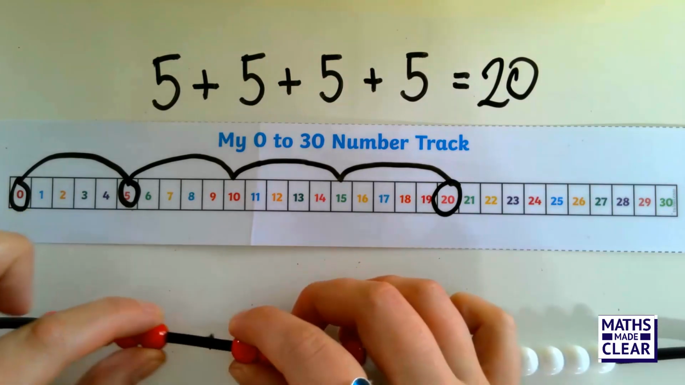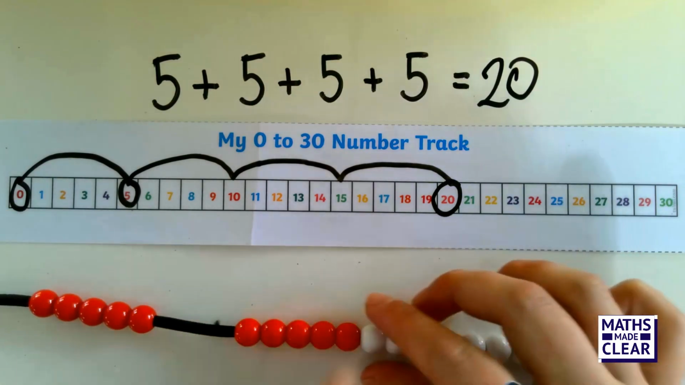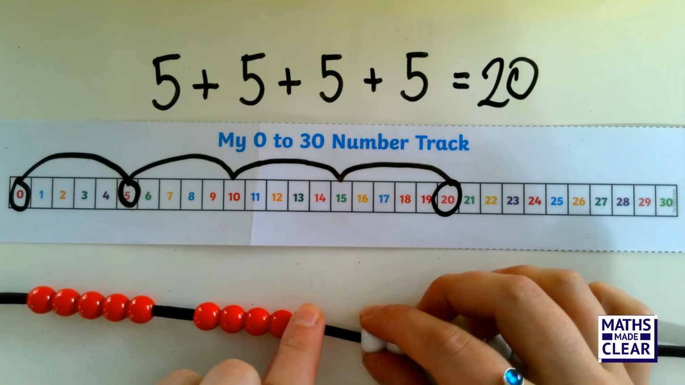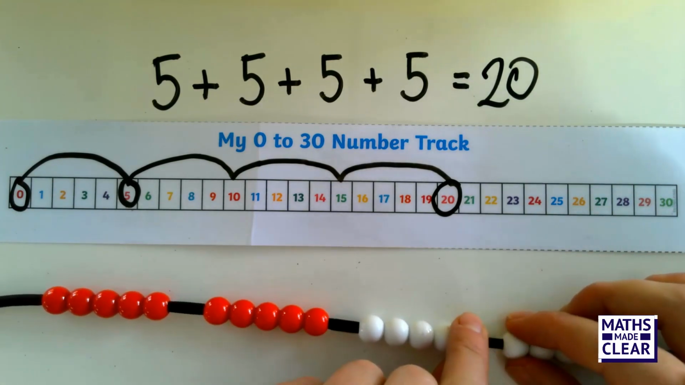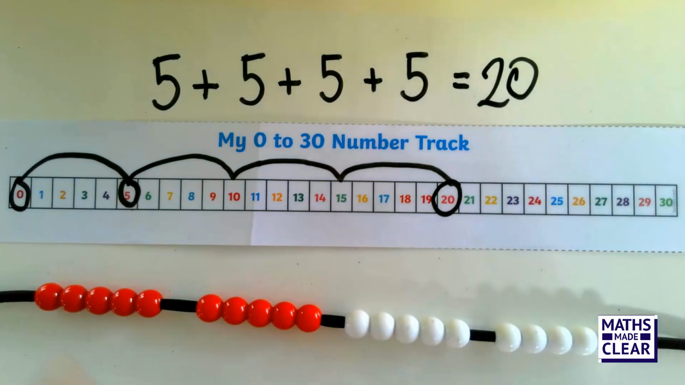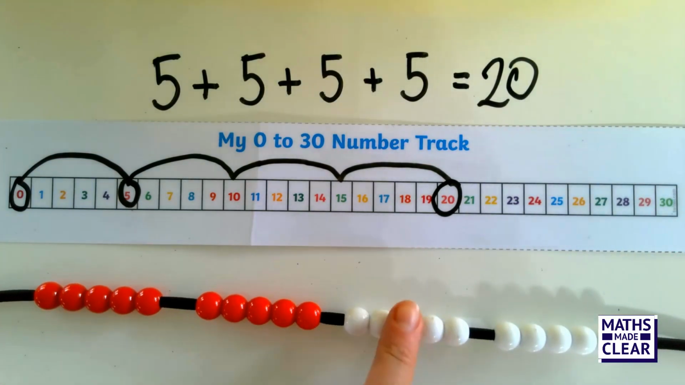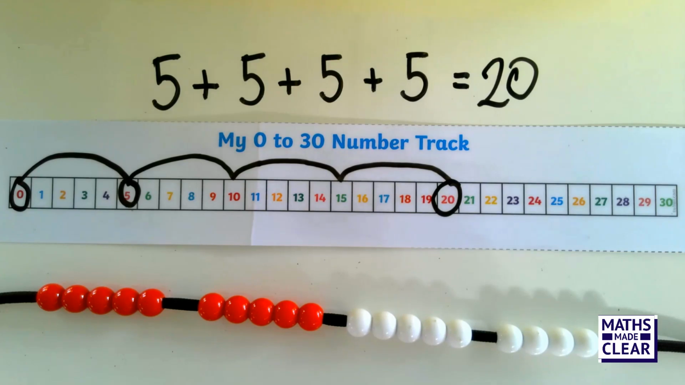So we've got one group of beads here. We've got 5 beads in my first group. We know we need 4 groups of 5 beads. So now I'm going to make another group of 5, another group of 5, and another group of 5. And I can count them together until we get the total of 20 beads.